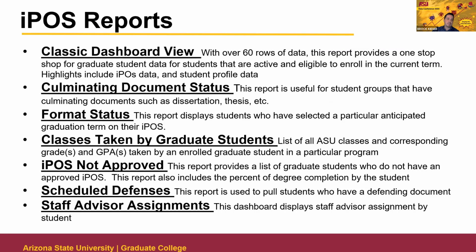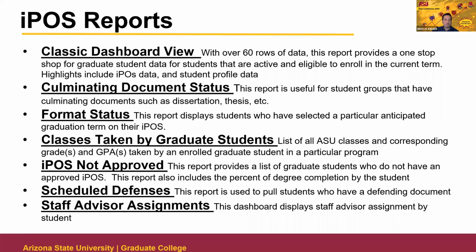Here are some examples of iPOS reports that we've created. The classic dashboard view has most of your iPOS data. We have over 60 rows of data just in this report alone. It mimics the old graduate dashboard that we used to have, so we've mimicked that to house everything that report had before. You have culminating document statuses. This has everything for your defending students.